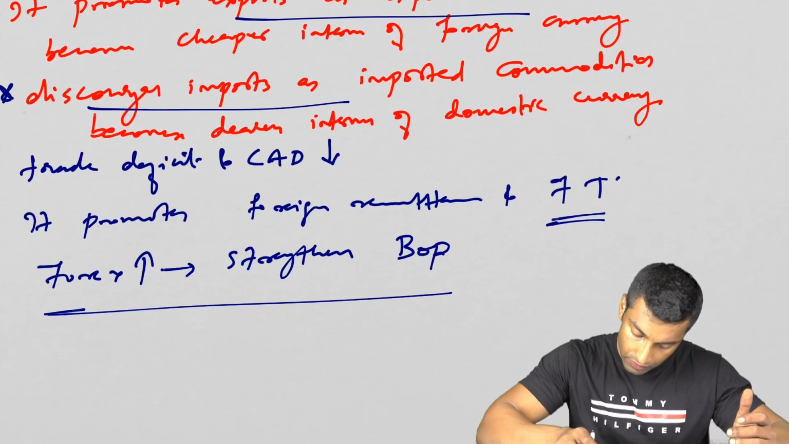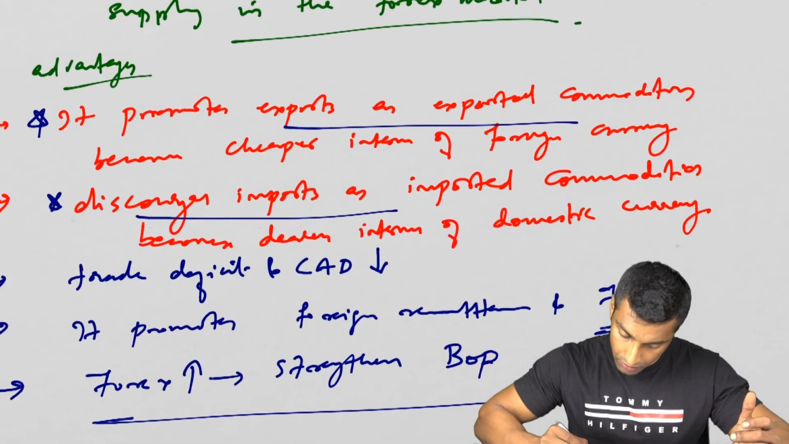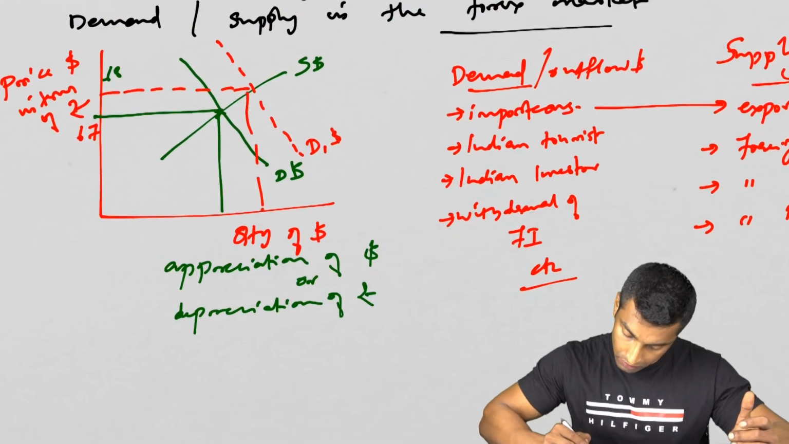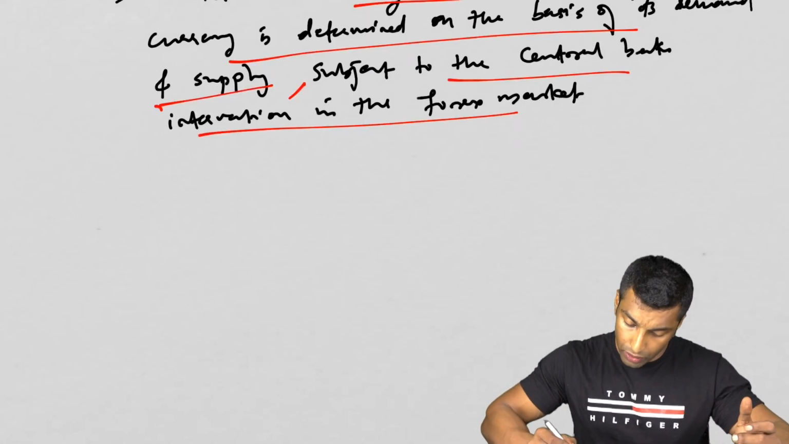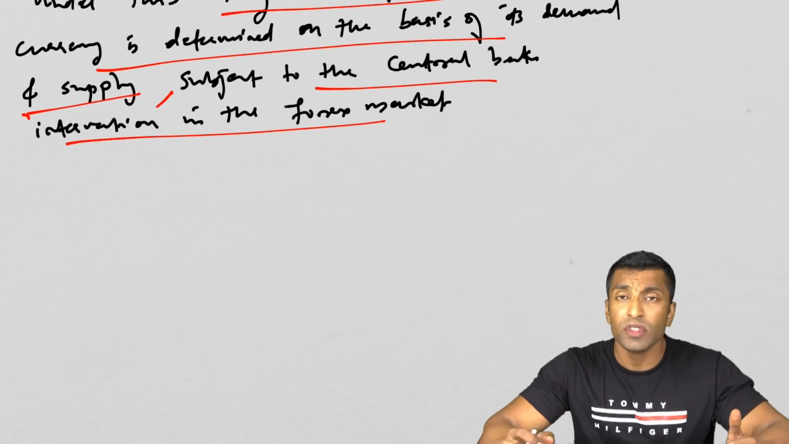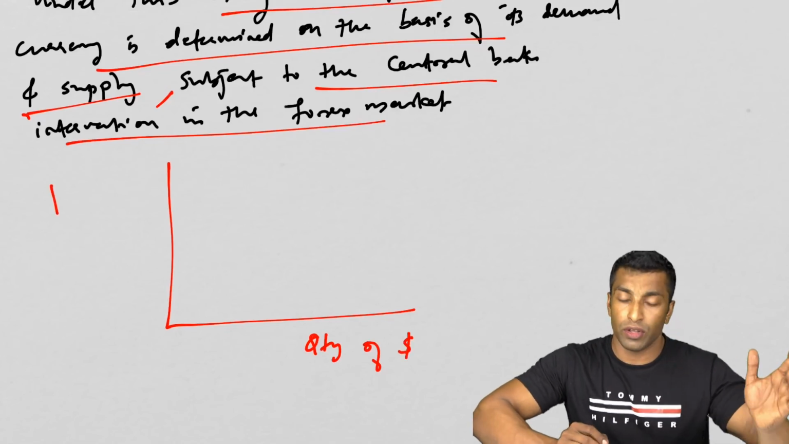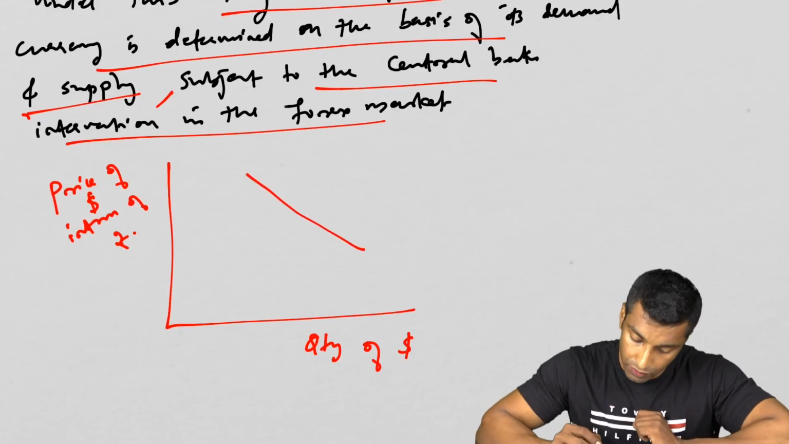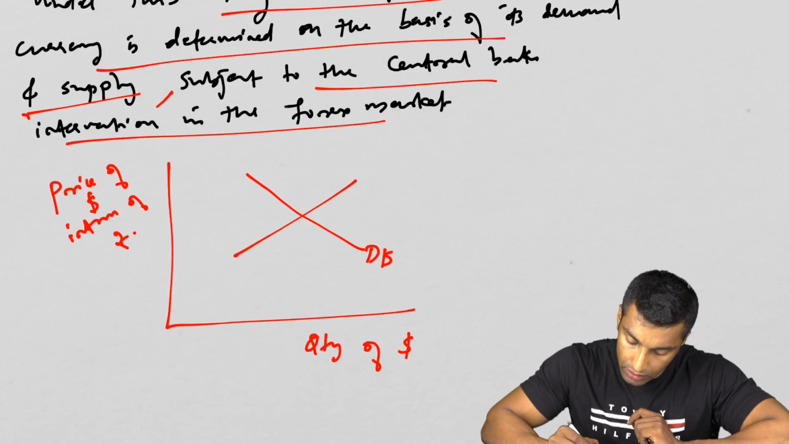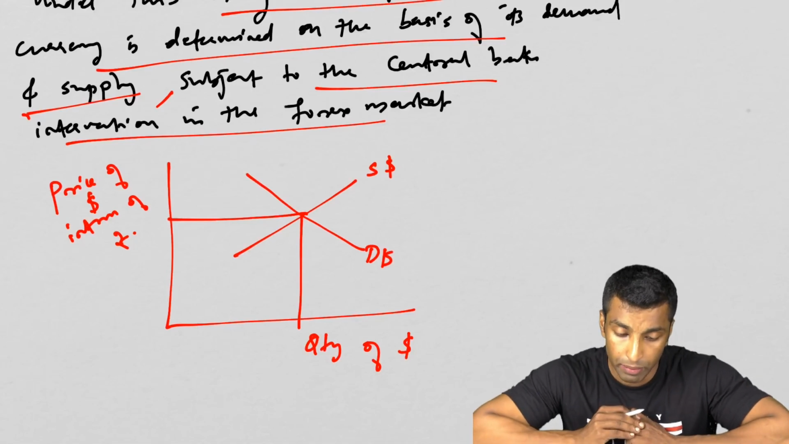So it is similar to this only. We have discussed it somewhere here. Yeah, here, this one. Exactly the same thing. Demand will be there, supply will be there. But now here, what will happen? RBI will interfere. So it's like this. This is quantity of dollar, and on the y-axis, price of dollar in terms of rupee. So demand curve will be there, supply curve will be there. This is demand for dollar, this is supply of dollar, upward slope. So this is actually the equilibrium position.